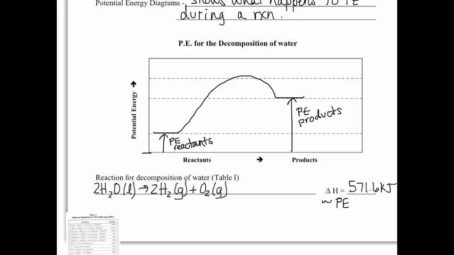And then probably the most important thing, the difference between those two, and I'm going to offset this a little bit because I know we're drawing more arrows. The difference between those two is delta H, or the heat of the reaction. So if I had assigned values to those dashed lines, the difference between here and here would be 571.6. That's the amount of potential energy gained through the reaction.